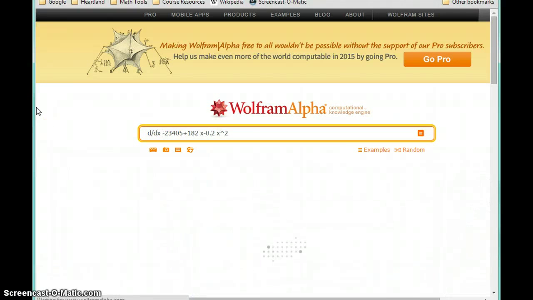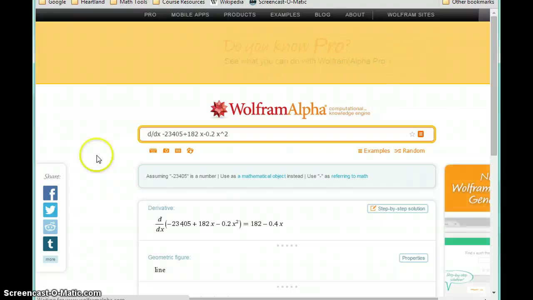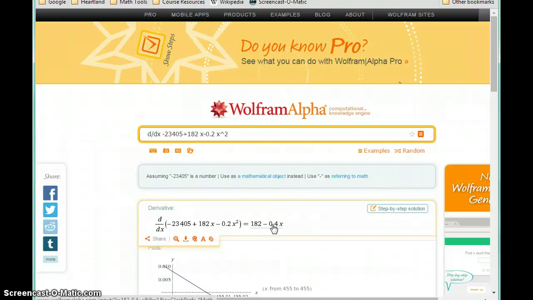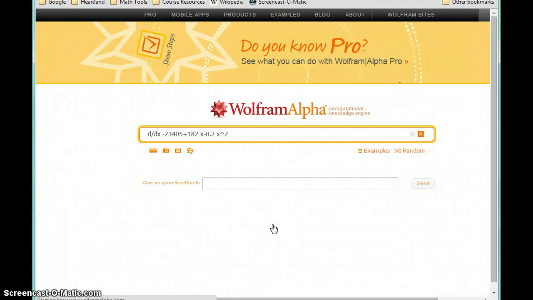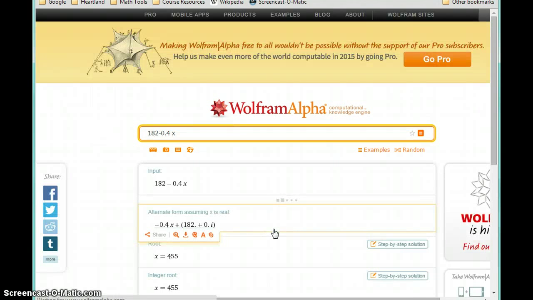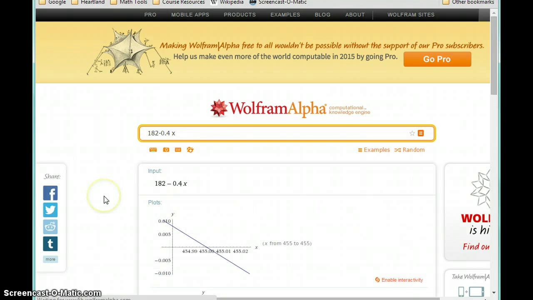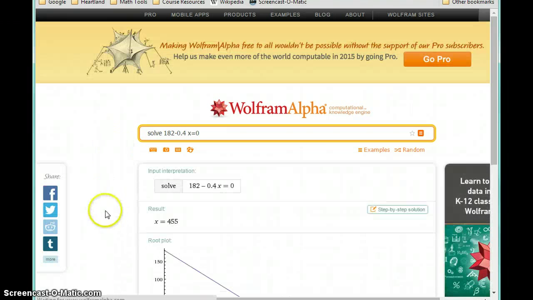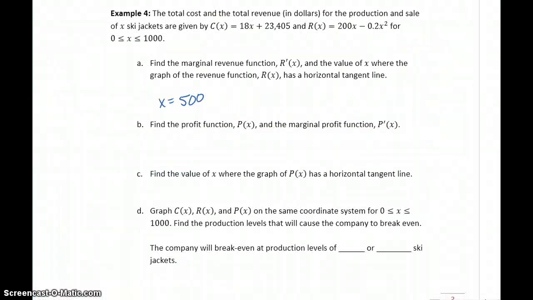Then we can again find the derivative of that profit function to get our marginal profit function, which in this case will be 182 minus 0.4x. And then in part C, we're asked to find the values of x where the graph of p of x, so where our profit function, has a horizontal tangent line. So we would again take the derivative of our profit function, set that equal to 0, and solve for x to get a value of 455.